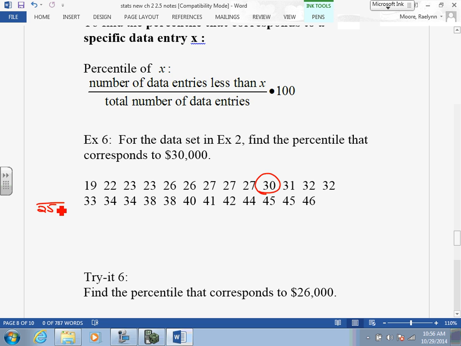And you count how many are less than you: 1, 2, 3, 4, 5, 6, 7, 8, 9. Divided by 25, times 100. The 100 just flips you to a percent. So that is ranked at the 36th percentile. It means it is more expensive than 36% of the colleges, less expensive than 64% of the colleges.